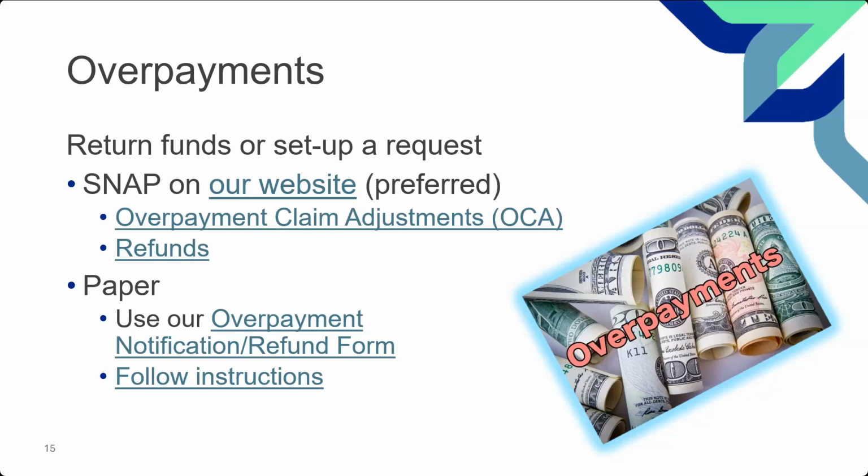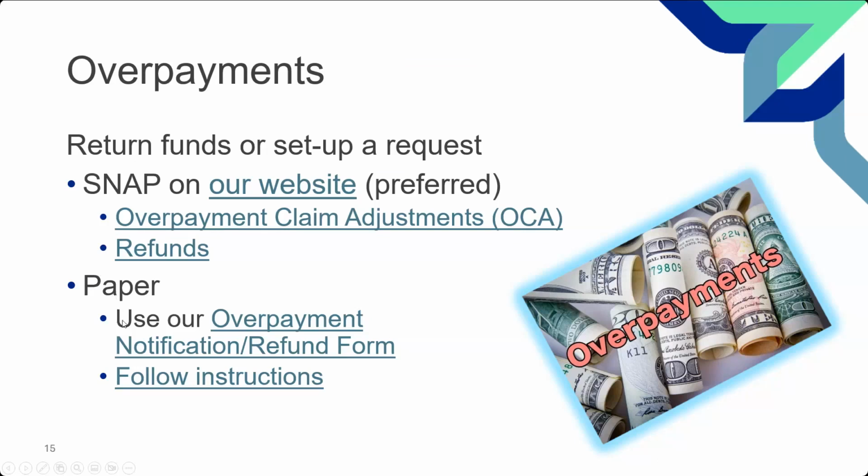The preferred way is on our website in the Secured Net Access portal, which we just looked at the user manual for. I do recommend that. You can do a refund or you can ask us to take money back. So if you discover that something's going on with a skilled nursing facility and it's just not billed yet, you could actually ask us to take money back. So you're looking for the overpayment claim adjustment reason. Or you can send us money back electronically in the refunds section.